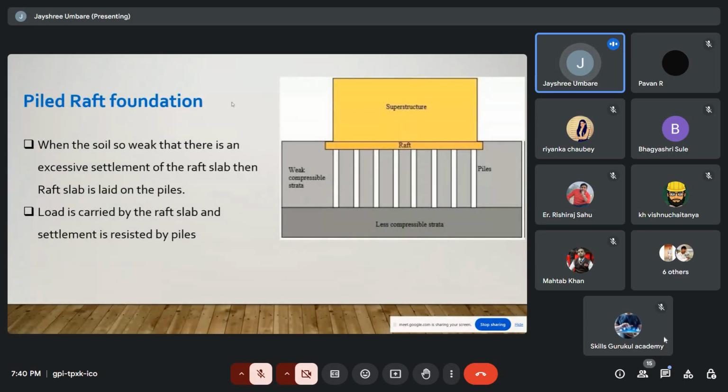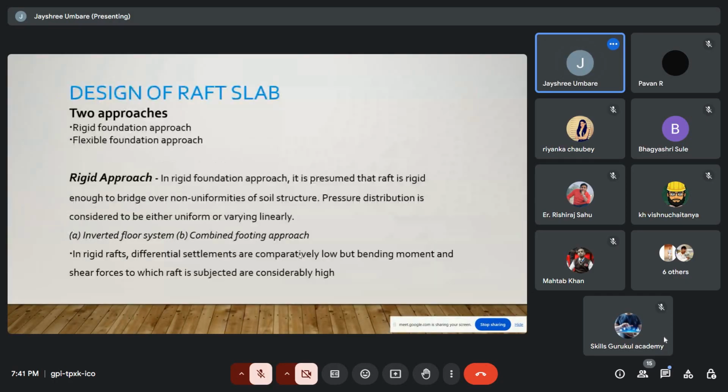Third one is a pile raft foundation. As shown in the figure, there is a very less compressible strata. Then piles are driven, and then on that pile, a raft slab is taken, and then there is a superstructure. When the soil is so weak that there is an excessive settlement of the raft slab, then the slab is laid on the piles. Load is carried by the raft slab, and settlement is resisted by the piles, as shown in the figure.